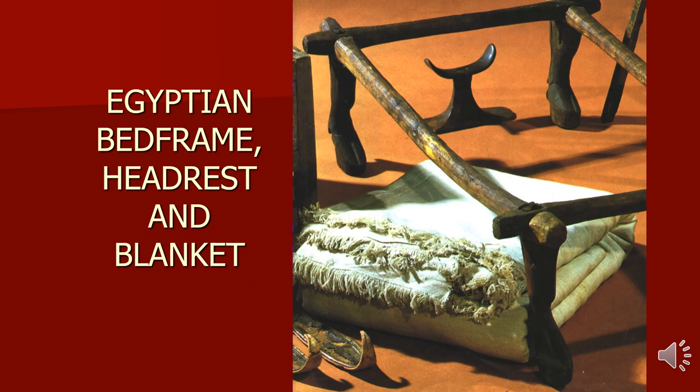This was a more common type of bed that was found in Egypt. Although beds were quite rare, most people slept on reed mats on the floor or on those mud brick platforms that were built into the side of the house. But these simple wood bed frames would be spanned with plaited rope and/or leather.